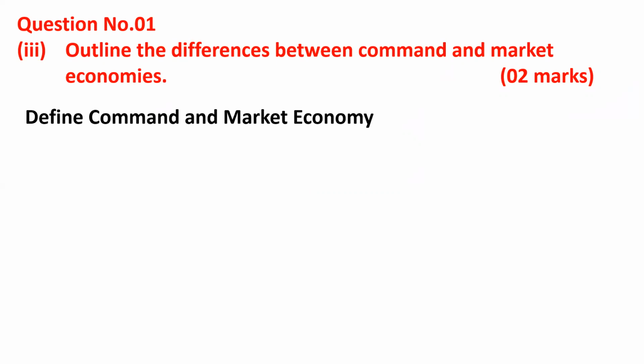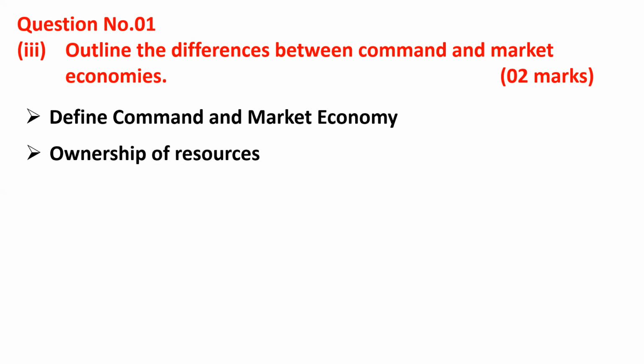Both sides you will define command economy and the market economy. Then when you compare economic systems, there are important areas you have to compare. Number one is resource ownership. No need to explain, just mention. For example, we can say in the market economy, private ownership of resources. That's all.